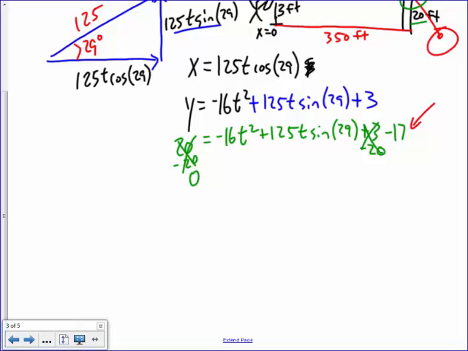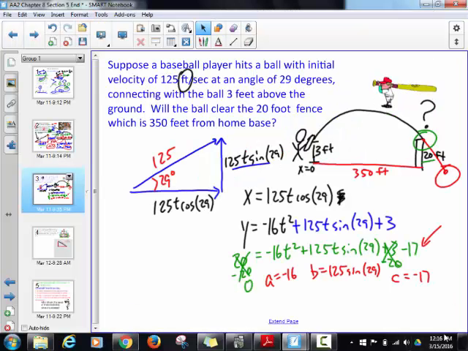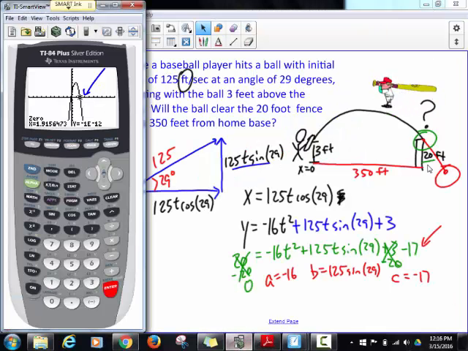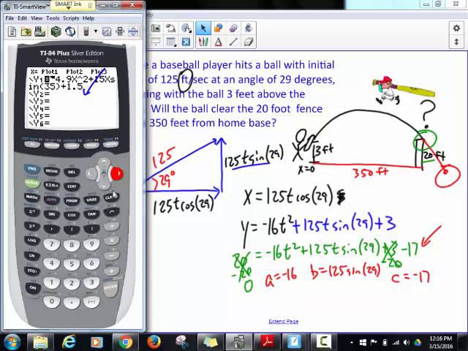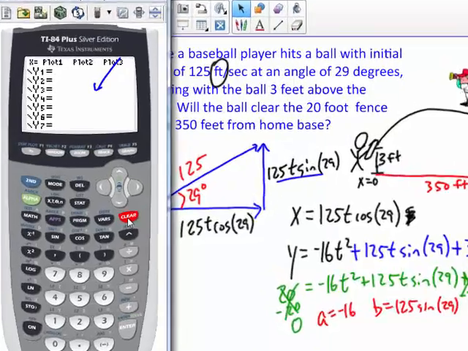The quadratic formula would be pretty nasty, right? Because my a would be negative 16, that's nice and easy. My c would be negative 17, that's nice and easy. But my b would be 125 sine of 29. So that's pretty gross. So I might just want to graph this again, even though it won't be the graph of my actual baseball where it's hitting the ground. Where it'll hit the ground is at the top of the fence, if that makes sense.